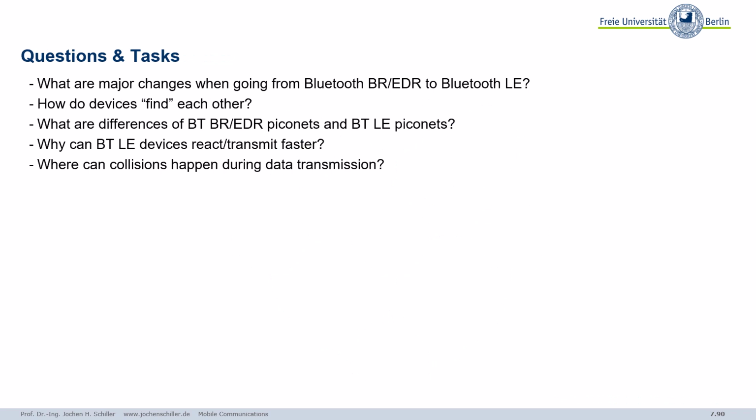So coming to some questions: what are the major changes when going from Bluetooth basic rate, enhanced data rate to Bluetooth Low Energy? How do devices find each other? How does it work? And what are the differences of BT basic rate, enhanced data rate piconets and BT Low Energy piconets? Why can the low energy devices react and transmit faster compared to the classical Bluetooth? And where can collisions happen during data transmission in Bluetooth Low Energy?